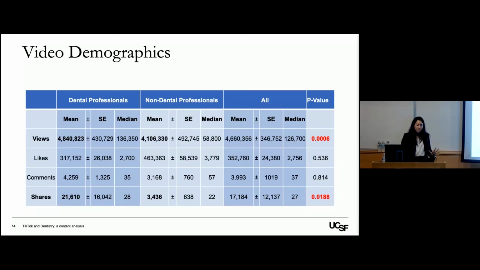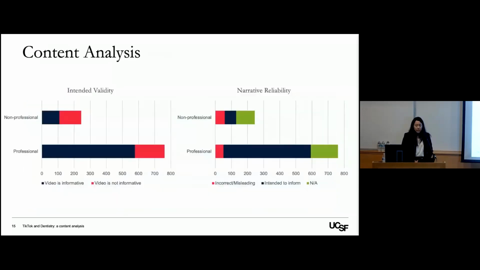But there is no difference between the average number of likes and comments. Looking at content analysis, the intended validity looks at whether the video is informative or not informative. A not informative video would be one where it's a dentist, they're just dancing or singing, but they're not providing any education. So 75% of videos uploaded by dental professionals were informative, compared to 58% of videos uploaded by non-dental professionals.